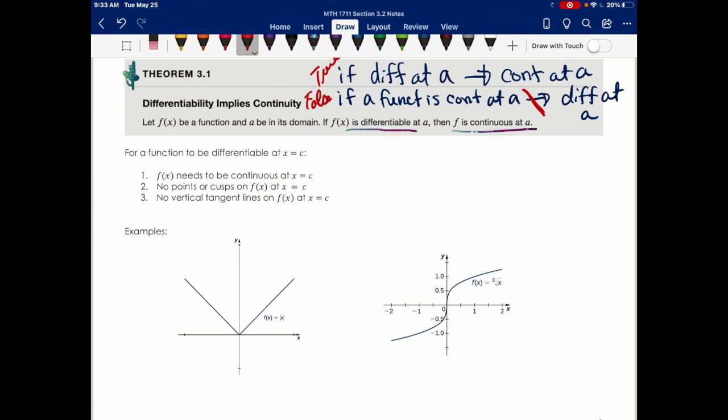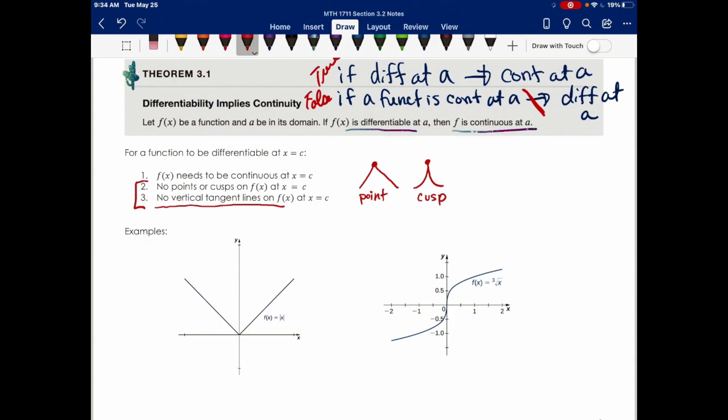But the other things are we can't have any points or cusps at that point x equals c. And by a point or cusp, I mean something that looks like this. There's a point or a cusp, looks something like that. If we have this behavior of the graph at x equals c, a point or a cusp, then it's not going to be differentiable, and I'll show you why in just a minute. And then the last thing, we need to make sure that there are no vertical tangent lines on the function at x equals c. So it needs to be continuous, and these things need to happen.